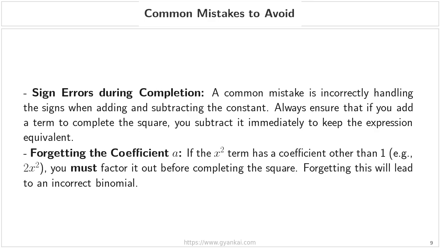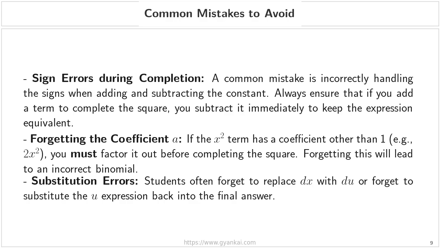Next up, forgetting the coefficient. Now, this is a big one. Remember how, in the step-by-step process we discussed earlier, the very first thing we did was factor out the coefficient of the x squared term, that a value. If a isn't equal to 1, you absolutely must factor it out before you start trying to complete the square. If you skip this step, the entire process will be incorrect, and you won't get the right binomial when you rewrite the quadratic.